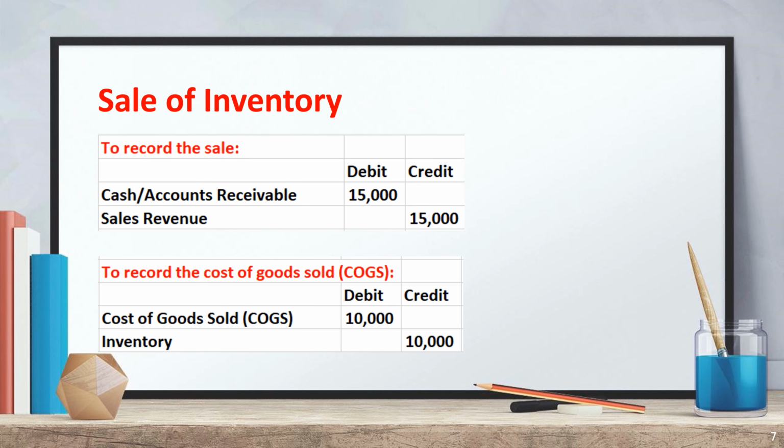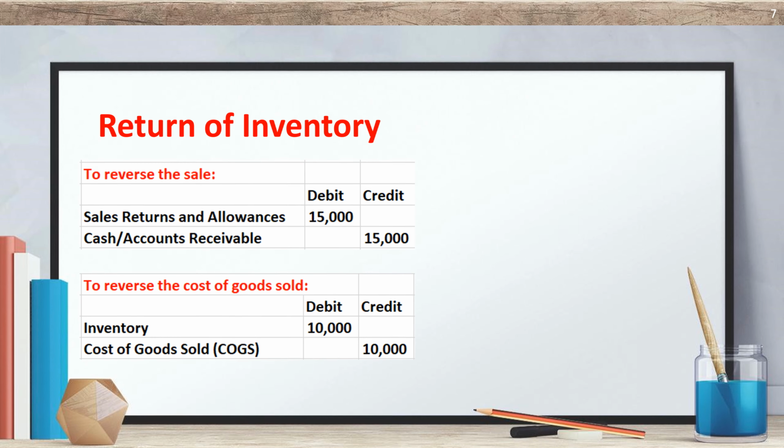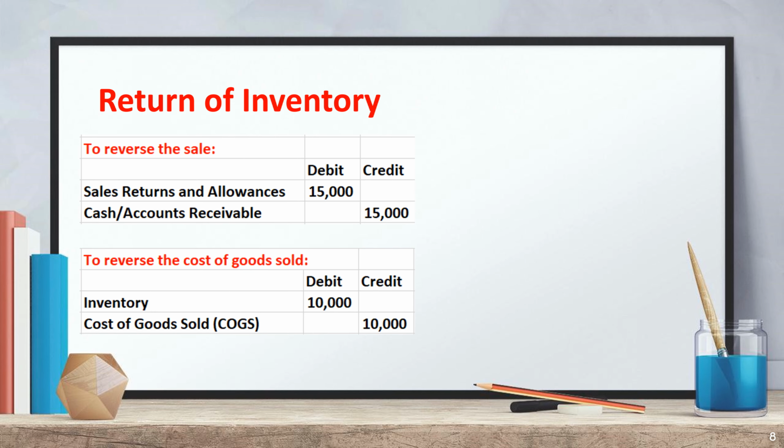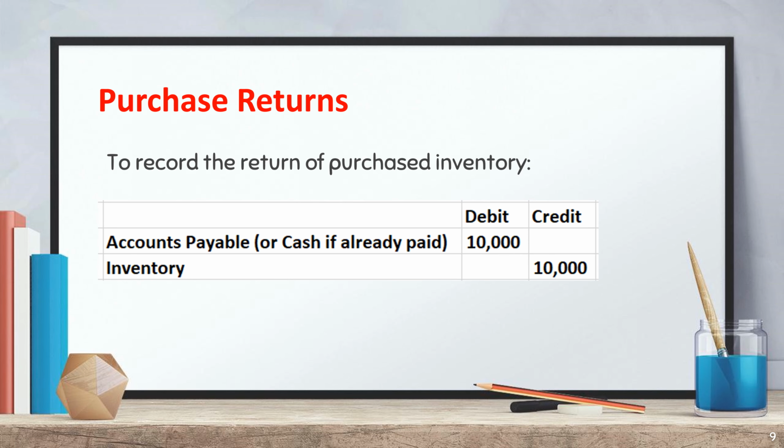When inventory is sold, two entries are made: one to record the revenue and one to record the cost of goods sold. Here are the two journal entries. When inventory is returned by a customer, you need to reverse the sale and the cost of goods sold. Here are the two journal entries. If inventory is returned to the supplier, the initial purchase entry is reversed. Here is the journal entry.